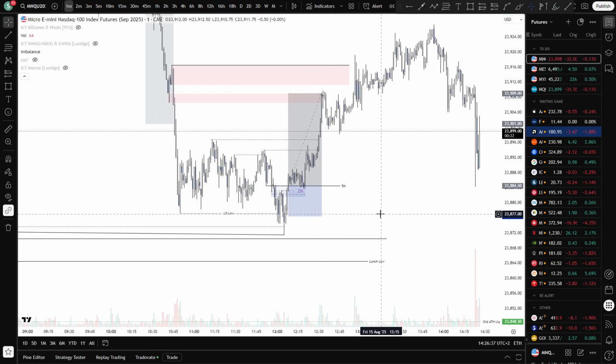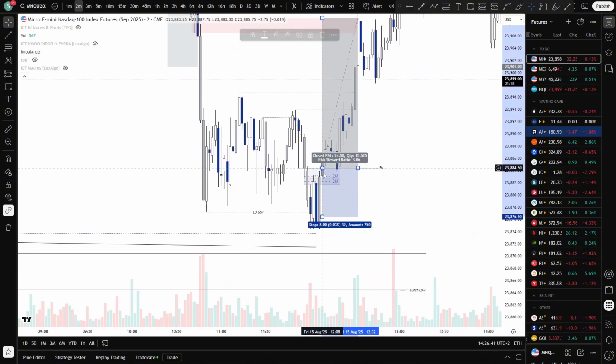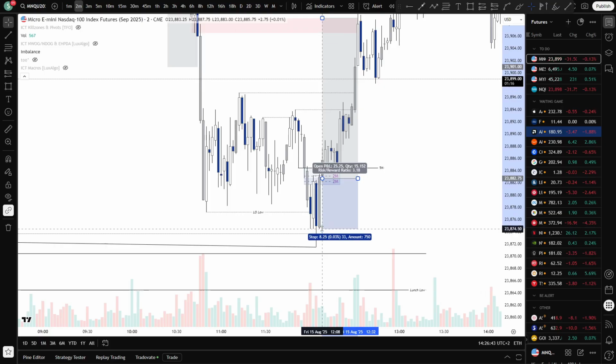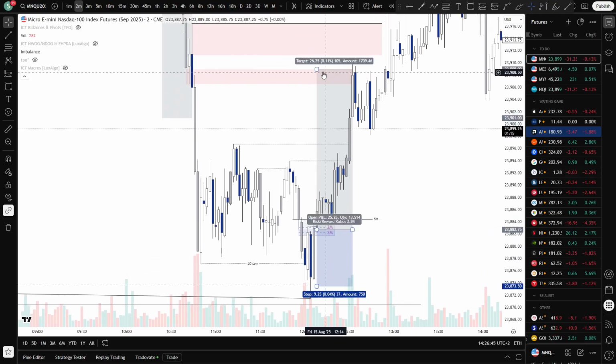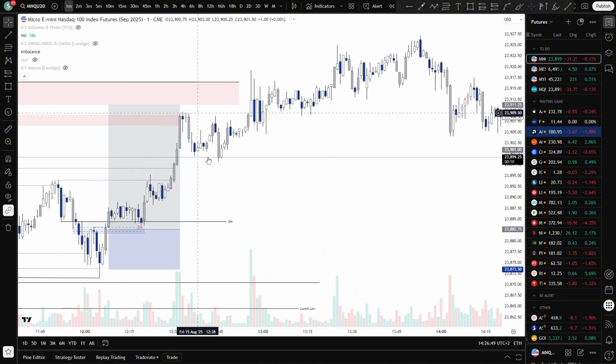But I thought, no, I'm just gonna stick to the plan I made from the beginning. I'm gonna put it in at this one without volume imbalance. Stop loss right here. And I would have targeted right this, the order block.